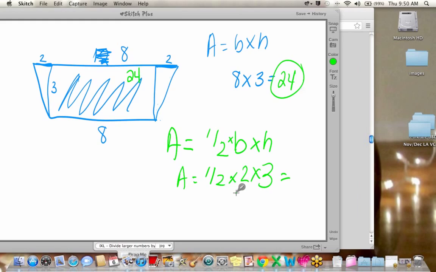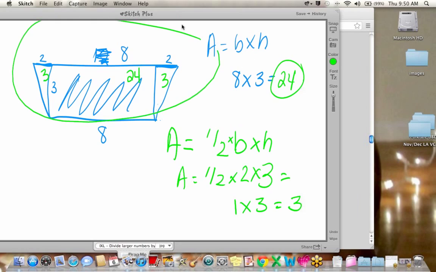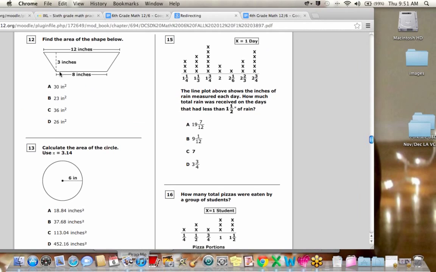What's 1/2 of 2? 1/2 of 2 is 1 times 3. So the area of one of these little triangles is 3, but we have 2 of them. So go ahead and add up 3 plus 24 plus 3, and that will be the total for the entire shape. Very nice, Kaylee. Kaylee said it was 30 inches squared, so our answer would be A.